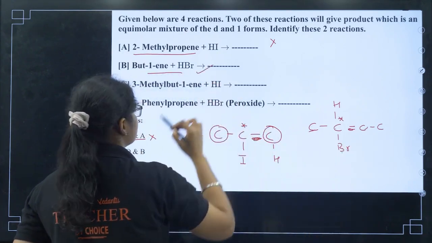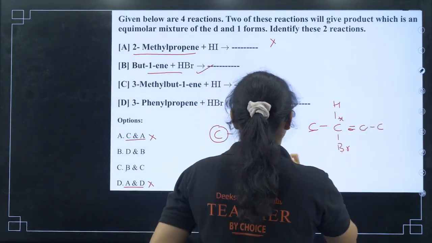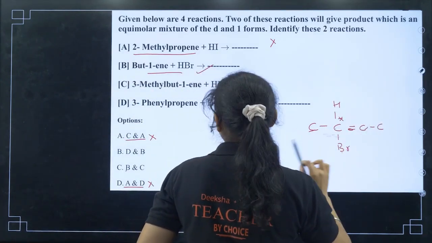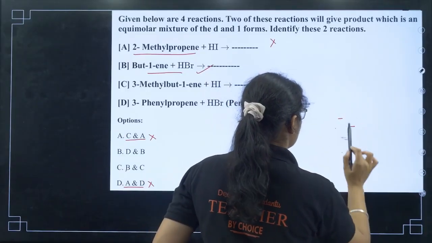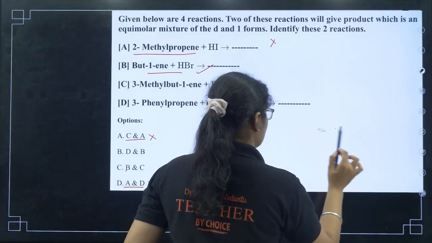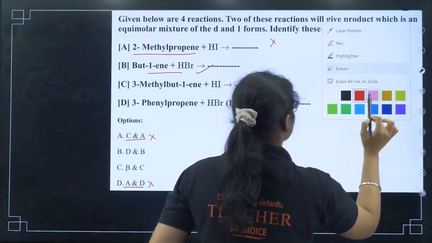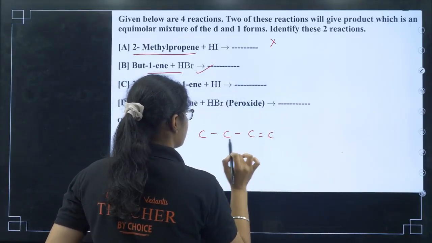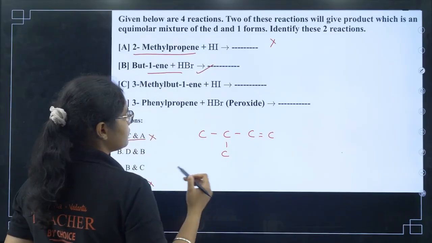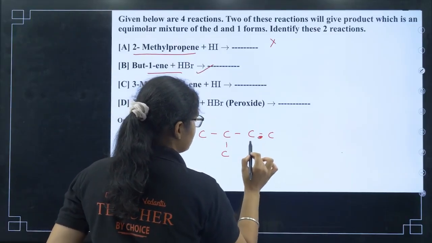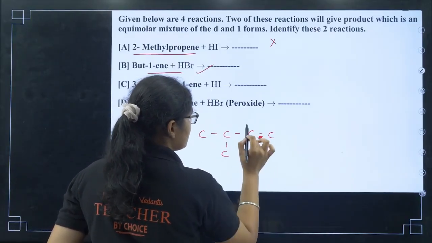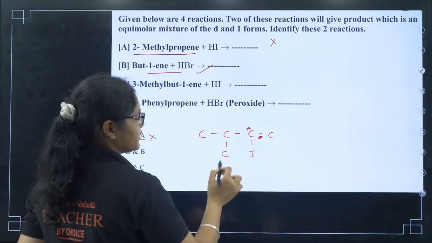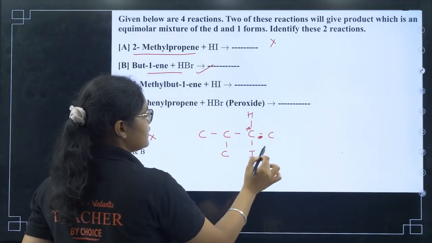So definitely this one is showing. Next, if I see the next compounds, that is 3-methyl but-1-ene. Let's see the second compound, what is given to me, that is 3-methyl but-1-ene, and HBr I am adding. So I am adding on this carbon. This is the chiral carbon. You can see all the 4 groups here are different.